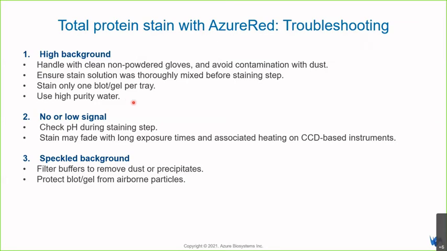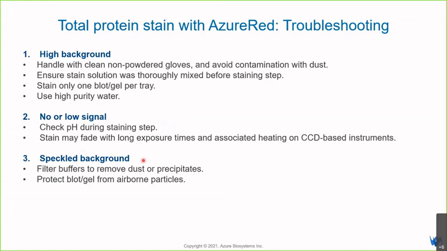Right, the second trouble you might be facing is that you don't see any image or have low total protein band signals. For AzureRed specifically, do check the pH during the staining step. Also, if you're using a CCD-based instrument to image the total protein bands, the signal or the stain may fade due to the long exposure time and the associated heating from the CCD camera itself.